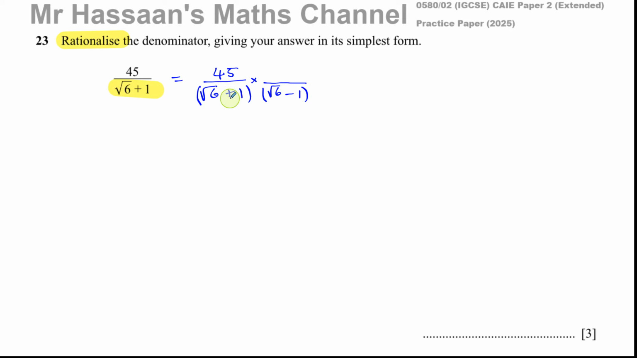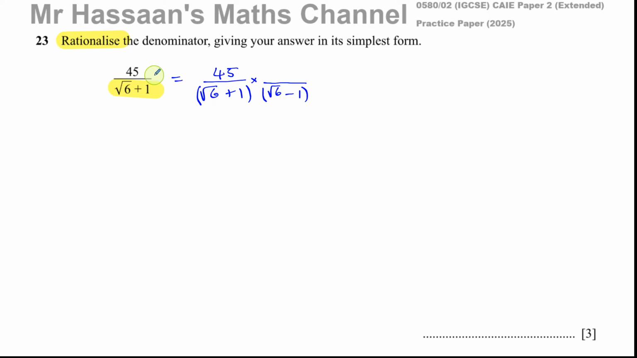You have minus root 6 and you have plus root 6, and then you have minus 1. Minus root 6 plus root 6, they cancel each other out. So whenever you multiply something like this by its conjugate, the same numbers but with the opposite sign between them, the middle term will disappear. It's based on the concept of difference of squares, where the middle term disappears. So in this case, this will give us a rational denominator.